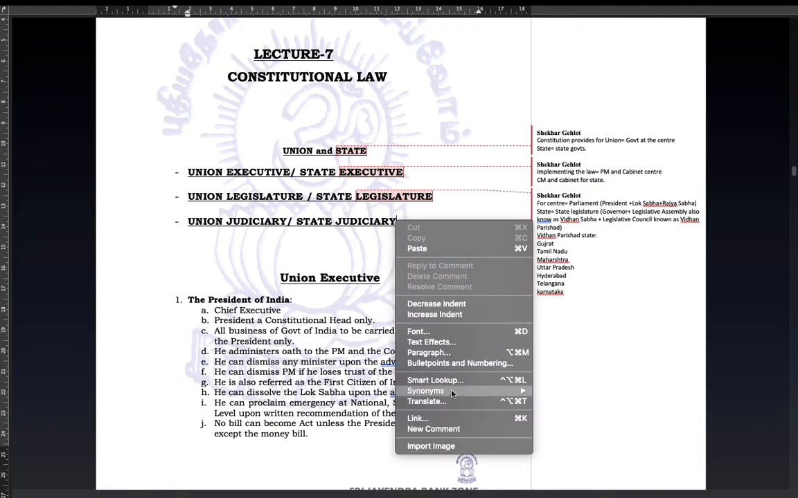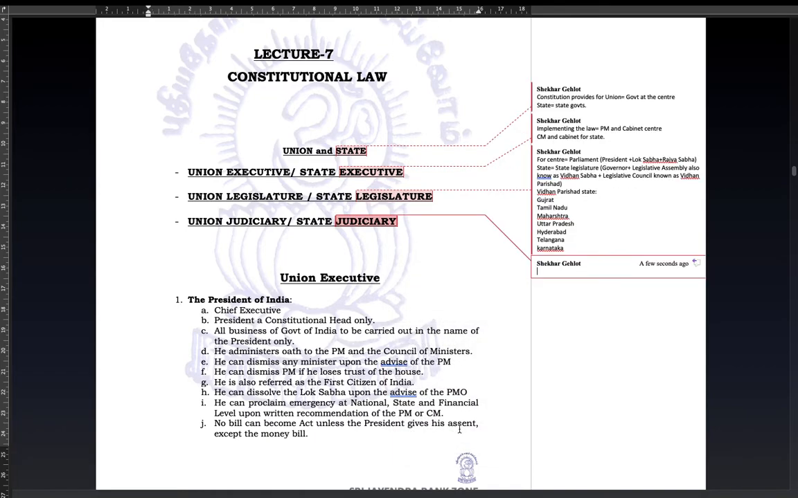Then we'll do the union judiciary and state judiciary. The judiciary is the judicial wing, the dispute settlement wing. At the union level, we have the Supreme Court of India. At the state level, we have the respective state high courts. So we'll try to understand what these organs of government are at the union and state levels in these lectures. So let's begin with the union executive.